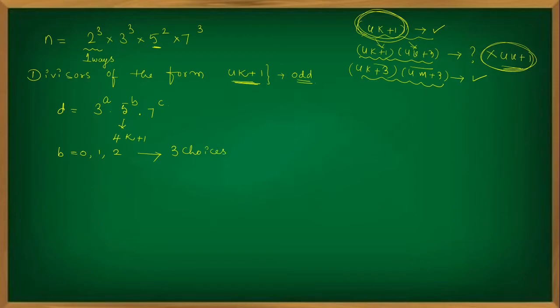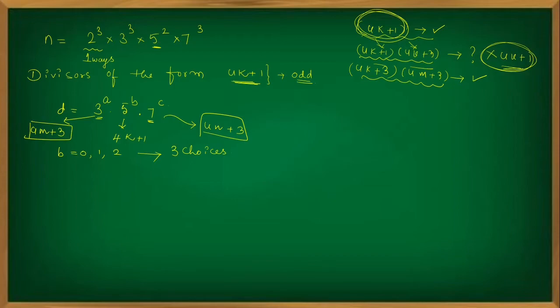Three choices for b. Now can you tell me, 3 is of the form what? Is it of the form 4k plus 1? No. It is of the form 4k plus 3. And 7, you can see, is again of the form 4k plus 3, since 4 plus 3 is 7. So these two, 7 and 3, are of the form 4m plus 3. So if you take 3 and 7, they should occur in an even number.